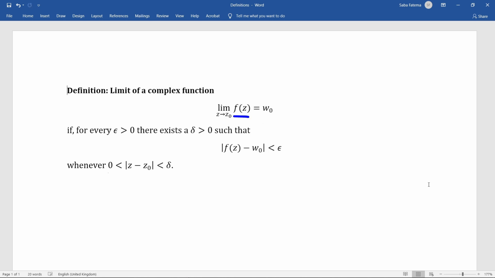a complex function f of z has a limit w0 as z approaches z0 if for every epsilon greater than 0 there exists a delta greater than 0 such that the absolute value of f of z minus w0 is less than epsilon whenever z satisfies this condition.